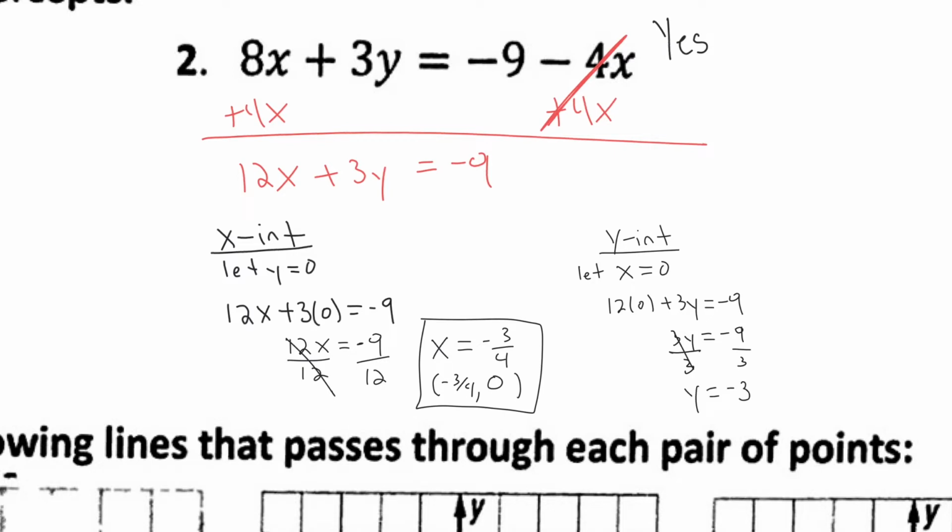So that is the y-intercept. Or as a point, you can say it's 0 comma negative 3. So either one is correct. Just make sure you understand. You can have a point like this, or you just have the y-intercept, y equals negative 3.